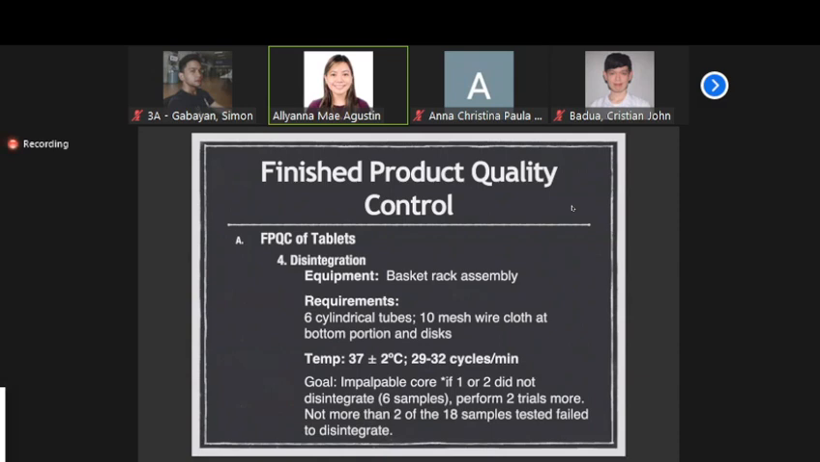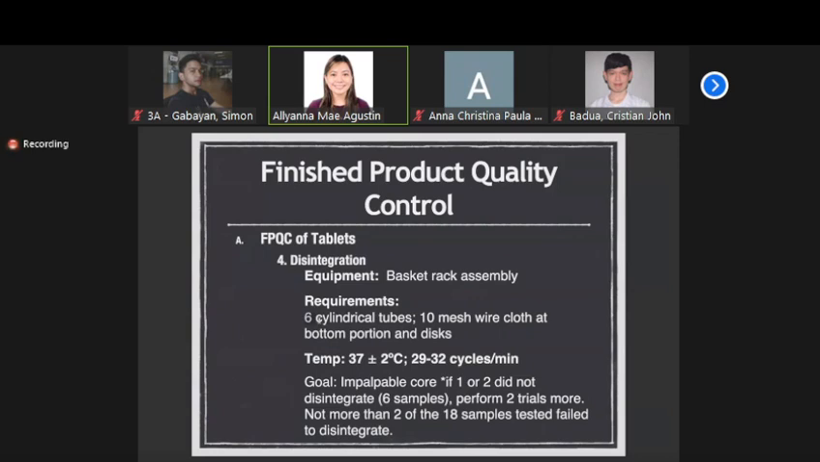So kung hahawakan mo siya, parang wala na lang siyang core na tablet. So meaning puro powder na lang dyan siya, class. So from the tablet naging powder na lang. So dapat ganun lahat for the 6 tablets. So kasi 6 ang tubes, so 6 din ang tablets.